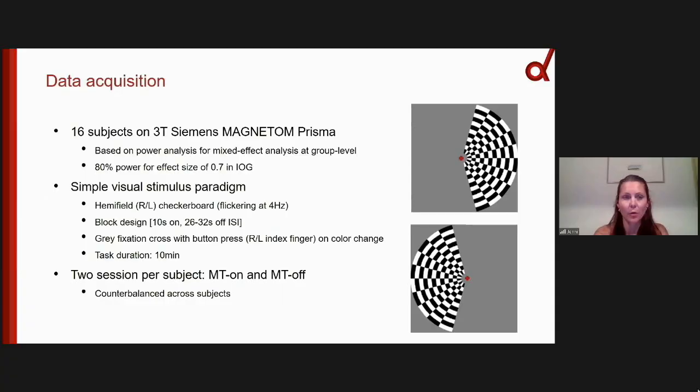In the study, we acquired data from 16 subjects on a 3 Tesla Prisma system, using a simple visual stimulus paradigm with a hemifield right-left checkerboard flickering at 4 Hz and a block design, where participants were asked to fixate a gray cross in the middle of the screen during a task duration of 10 minutes. The experiment consisted of 2 runs, one for MT on and one for MT off, which were counterbalanced across subjects.